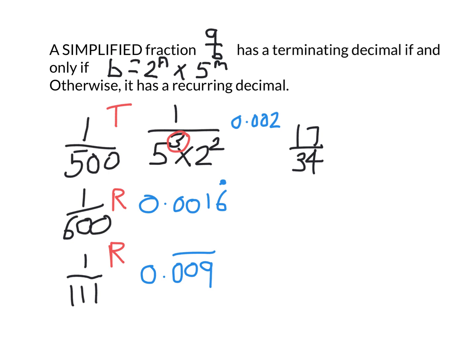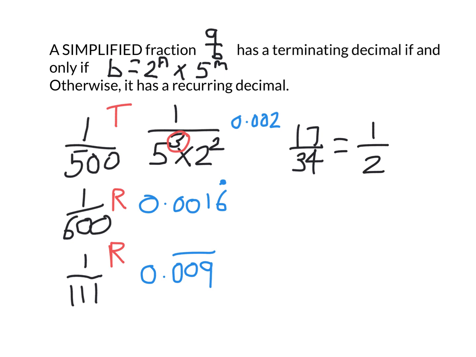But actually, it's not simplified. 17 over 34 is equal to a half. We know a half clearly has a terminating decimal. It's just 0.5. So why is it that 17 over 34 is terminating when 34 has prime factors other than 2 or 5? It's because it's not simplified. You need to simplify it first, and then look at the denominator. If the denominator has only prime factors 2 or 5, then you get a terminating decimal. If the denominator has any prime factor other than 2 or 5, you get a recurring decimal.